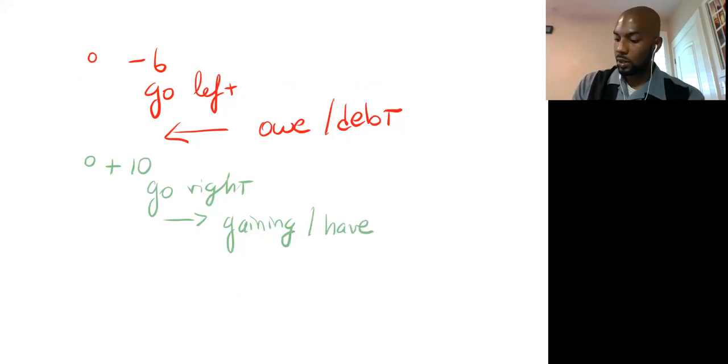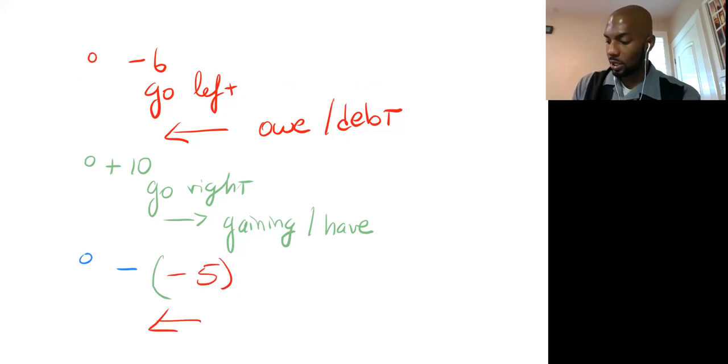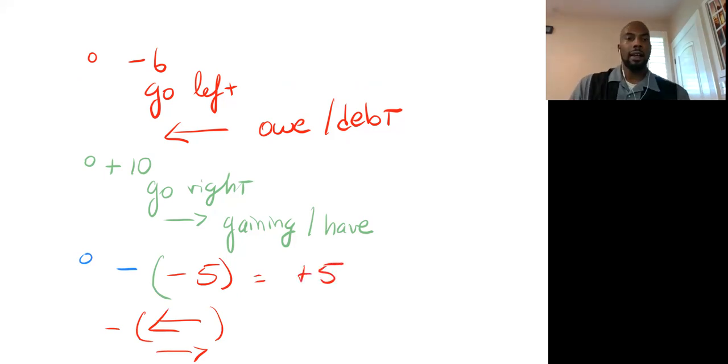Bullet point number 3, 2 negatives make a positive. -5 is to the left. The opposite of going to the left is going to the right. So the opposite of -5 is +5. And that's all I've got for simplifying number expressions.